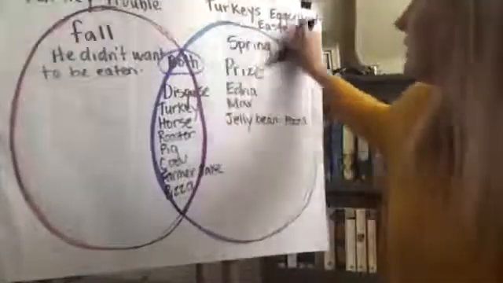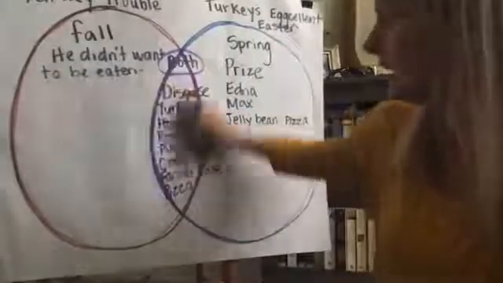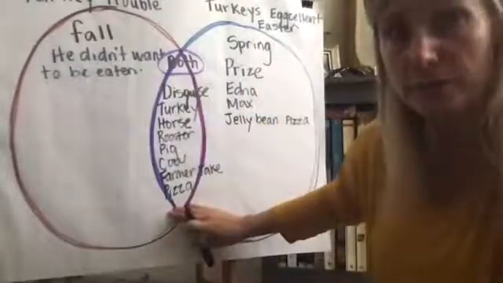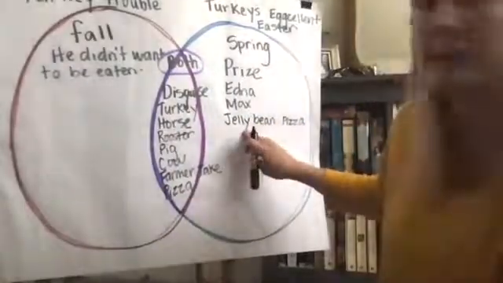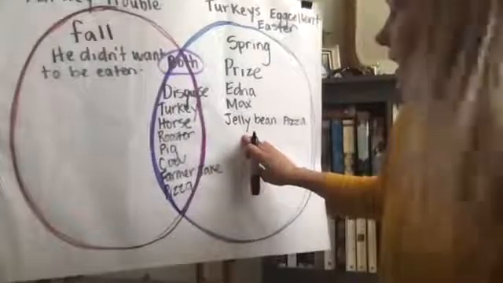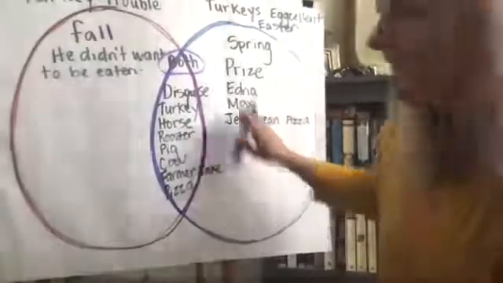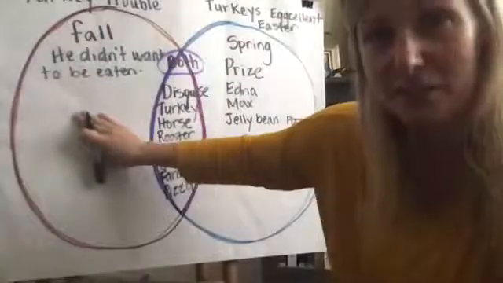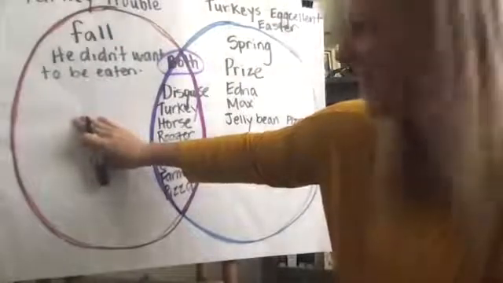Now, why did I write that in my blue circle for Turkey's Excellent Easter and I didn't put it in the purple heart? That's right, because only in Turkey's Excellent Easter did they have a jelly bean topping pizza. Did they have a jelly bean topping pizza in Turkey Trouble? No, they didn't. You're right. So I did not put it over there.